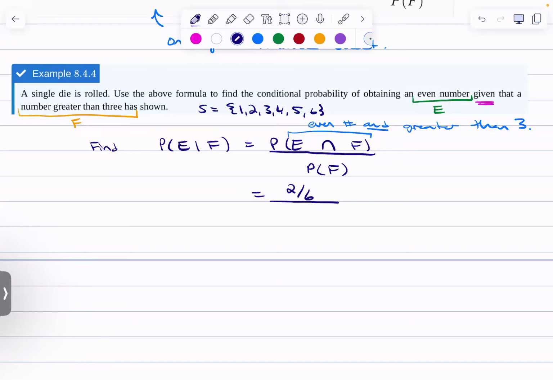And then the probability of F, the probability that the number is greater than 3, not including 3, would be 4, 5, or 6. So 3 out of 6.